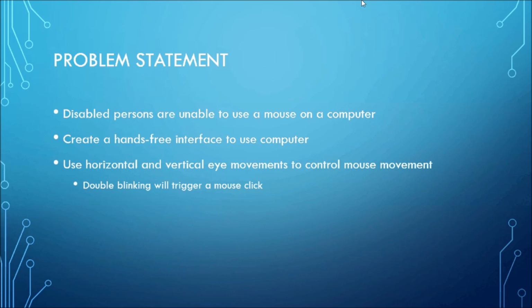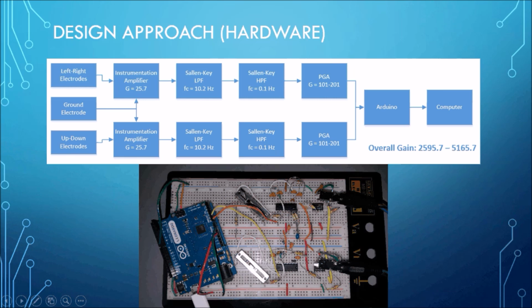By using the horizontal and vertical signals generated by the EOG, they'd be able to control the mouse movement. We'd also have the double blinking to trigger a mouse click. Here's an overall block diagram of our hardware as well as a picture of the circuit on the breadboard.